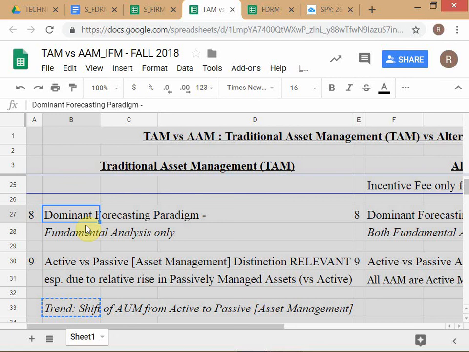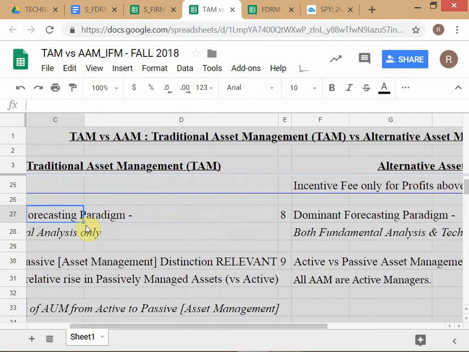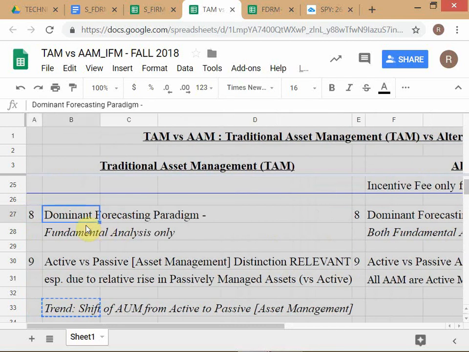So what we are saying here on point number 8 is that in TAM, the dominant forecasting paradigm is FA. We are only going to say FA and TA now. We don't want to keep using these long words like fundamental analysis and technical analysis. But in AM, both of them are used, almost at least 60-40: FA 60% and 40% TA. But here it's almost 100% FA, and no TAM manager would be caught dead admitting that they use TA. They may actually use it, but they won't admit it. For them, it's almost like a religion: we don't believe in TA, we only do FA.